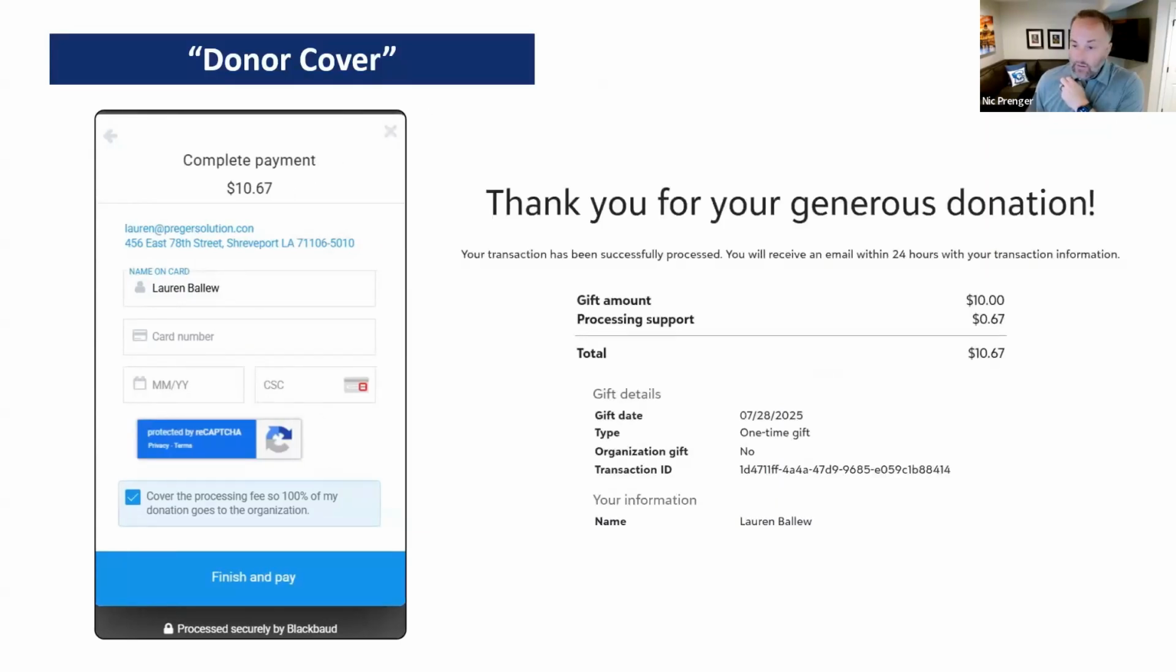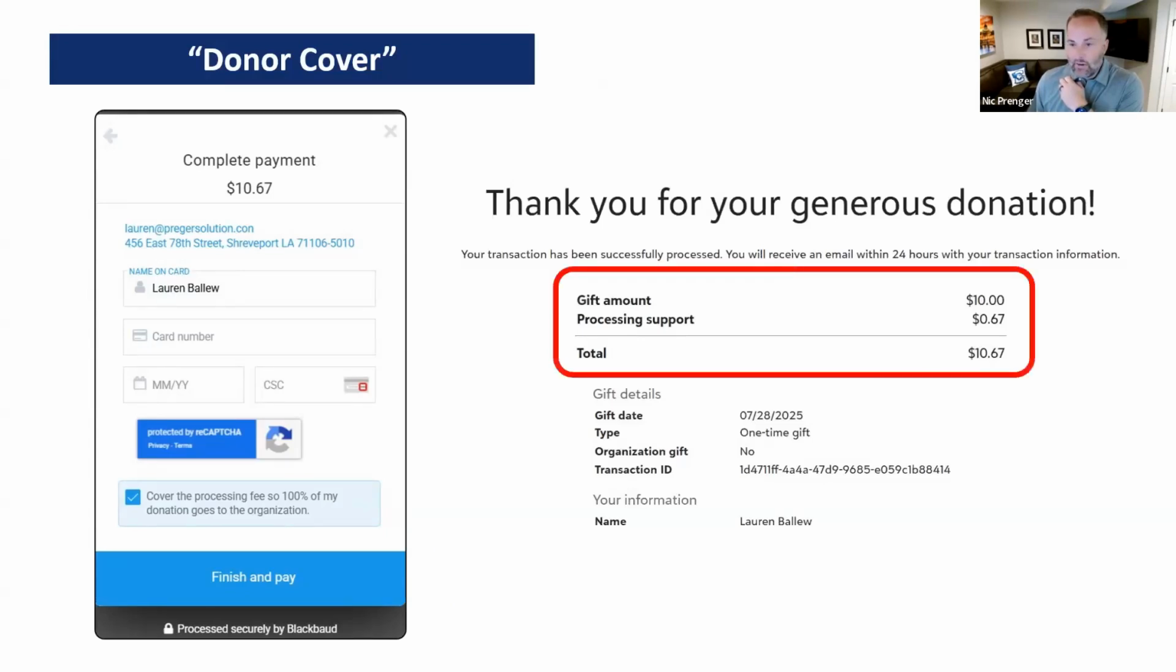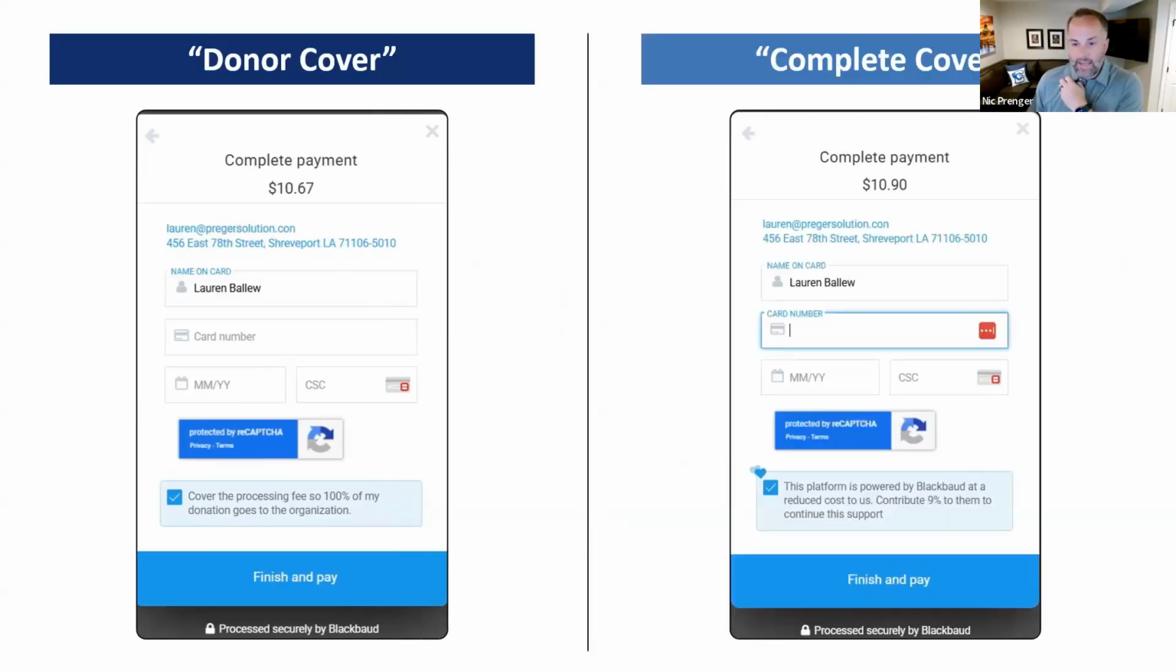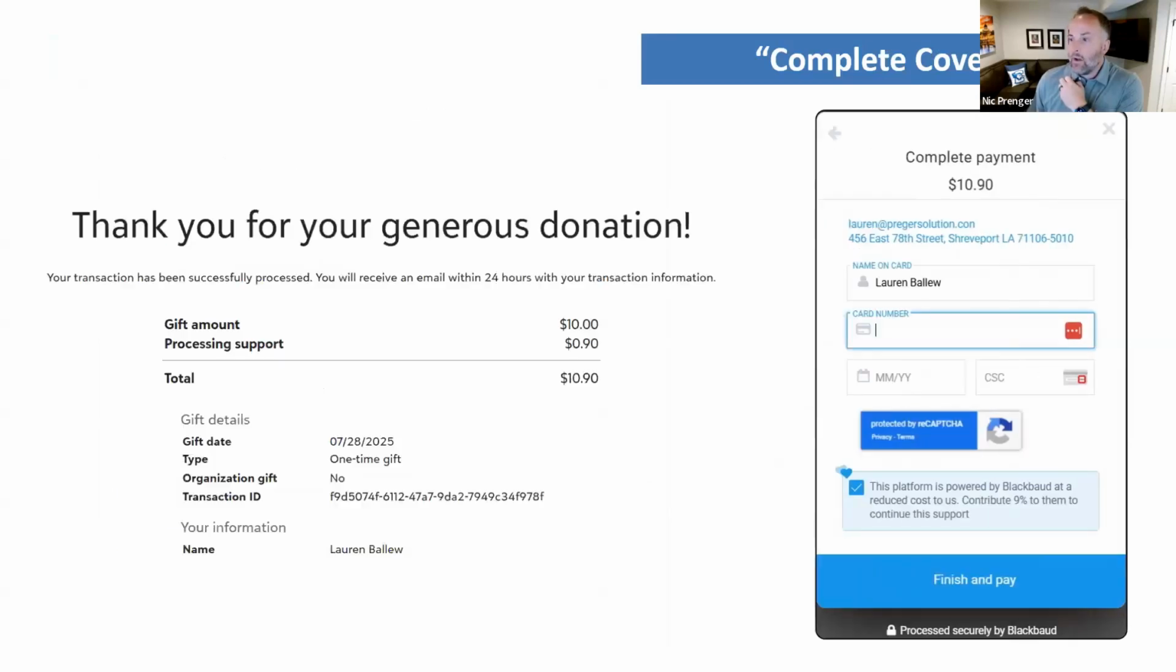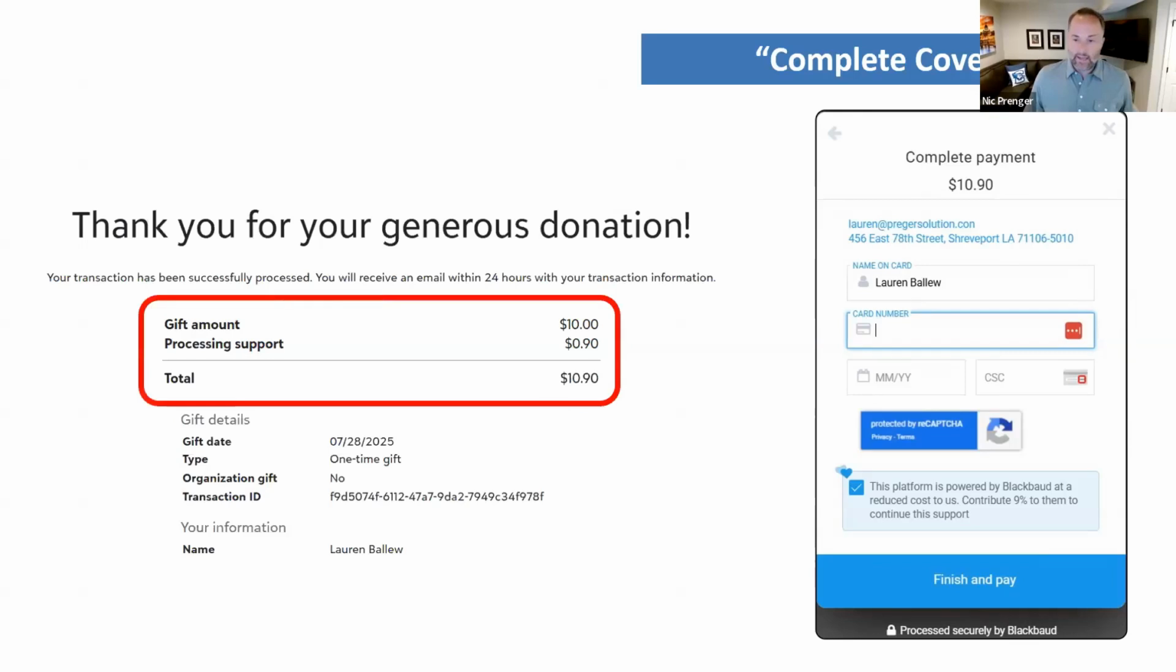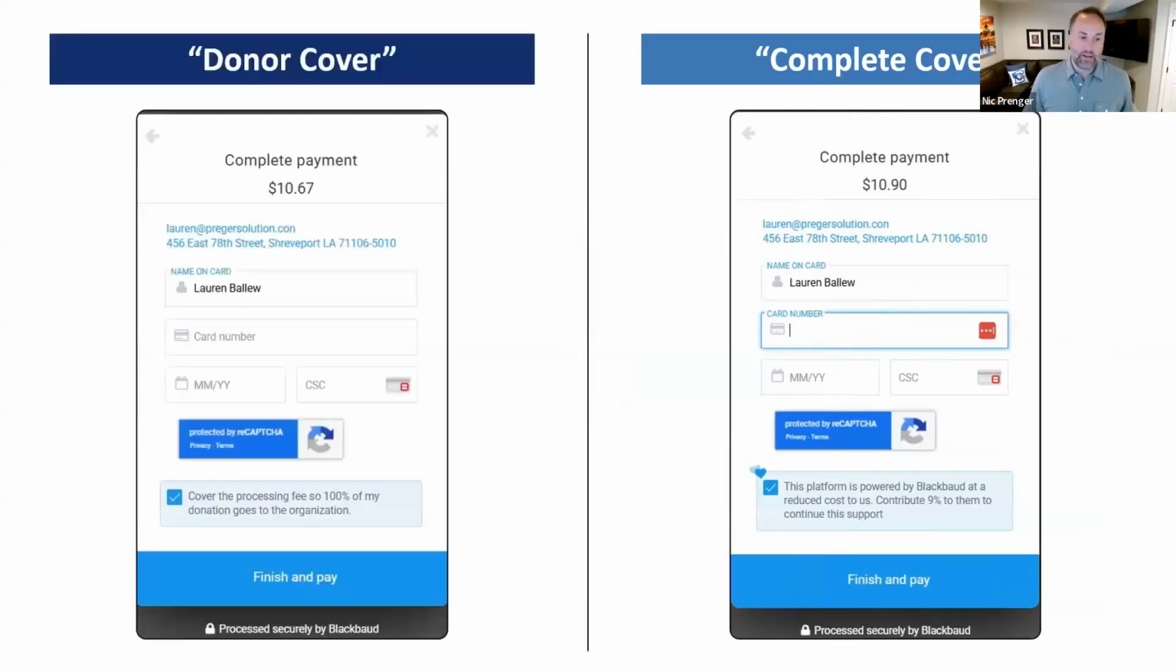So donor cover, your $10 gift becomes $10.67. Okay. That's your gift plus that 3%, 3.95% plus 30 cents. That is what you're paying. Okay. And we'll talk about tax deductibility in a second. On complete cover, you made that $10 gift, and then it had the extra, in this case, 9% for processing support. So you end up paying $10.90. Okay. That is what it looks like. Those are actual gifts made. That's actual language that gets put up on the screen.